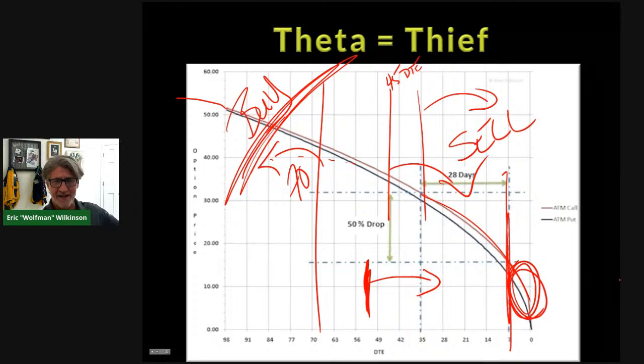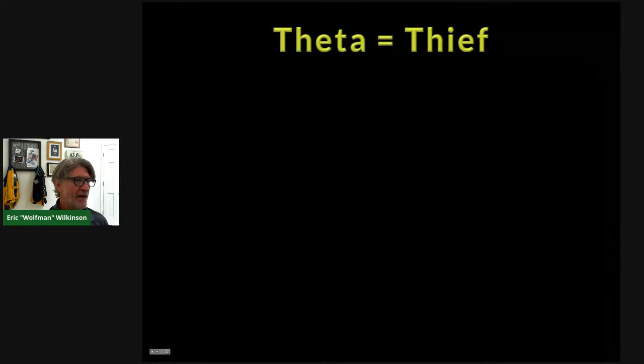You could be sitting there looking at it like, why am I losing money? I'm getting the directionality right. It could be going in your right direction, but that theta would be offsetting it if you don't set it up correctly.